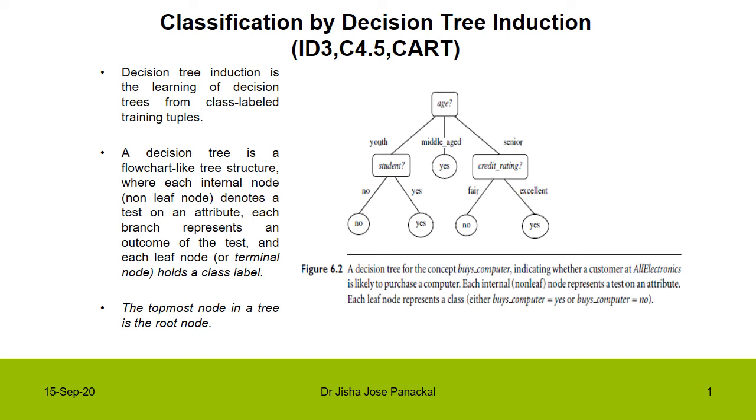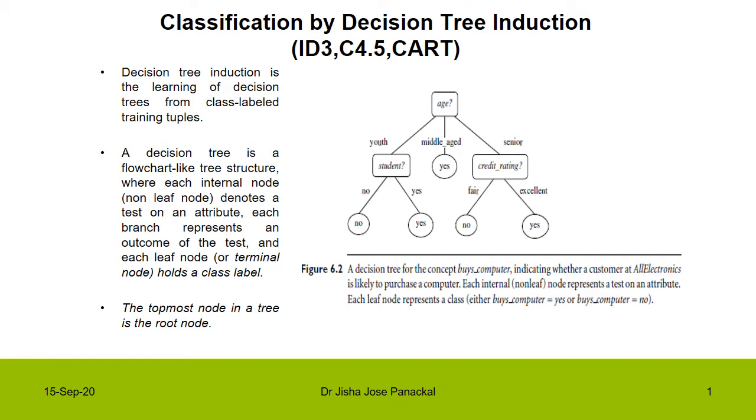Now we are starting with different classification techniques. First one is classification by decision tree induction. Here we have different decision tree induction algorithms like ID3, C4.5, CART, etc. Decision tree induction is the learning of decision trees from class label training tuples.